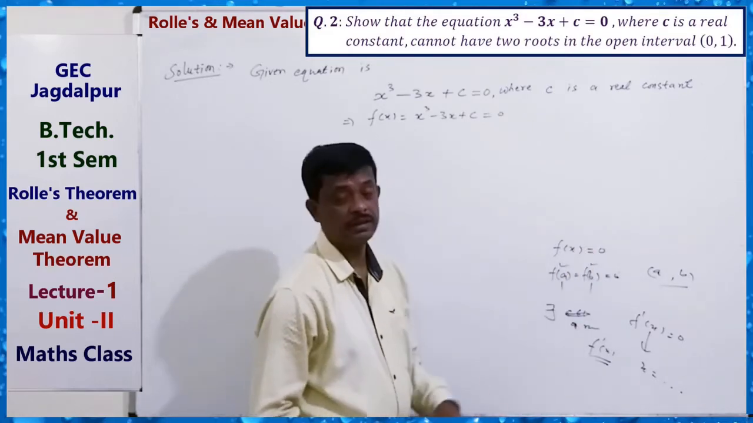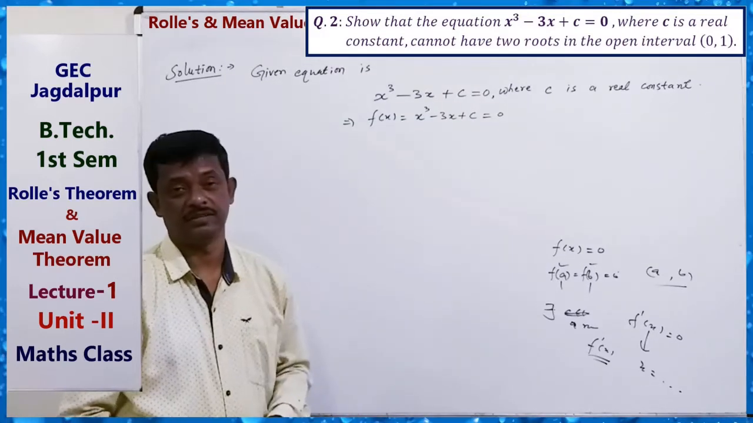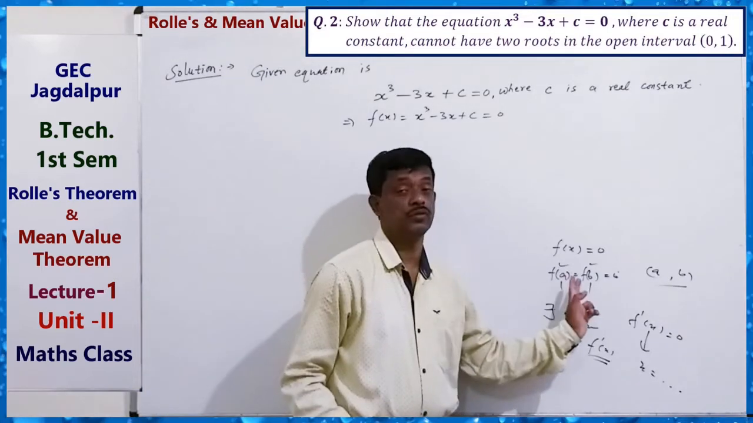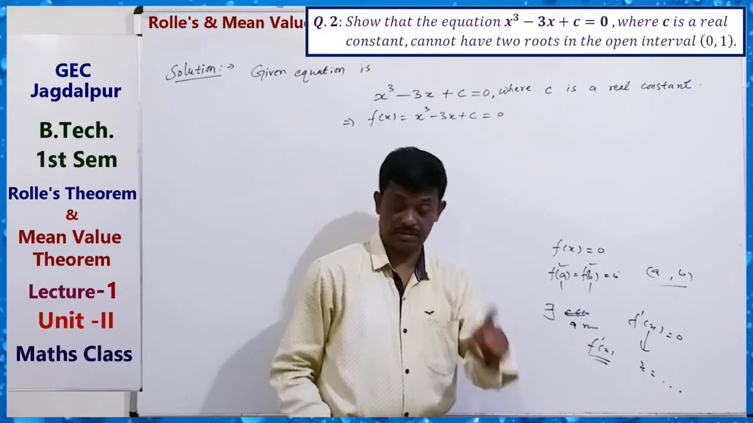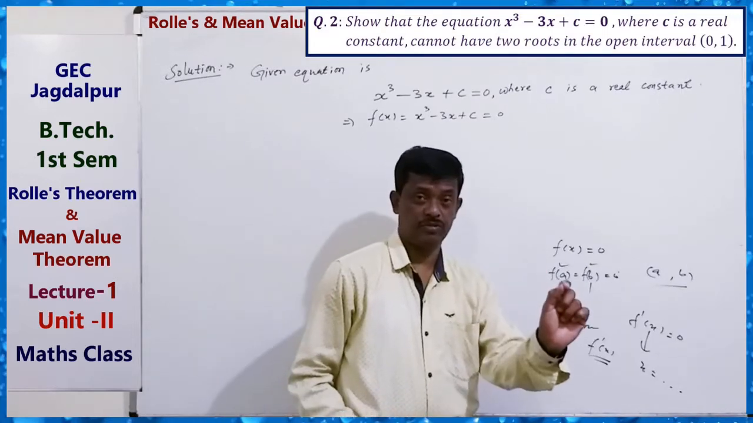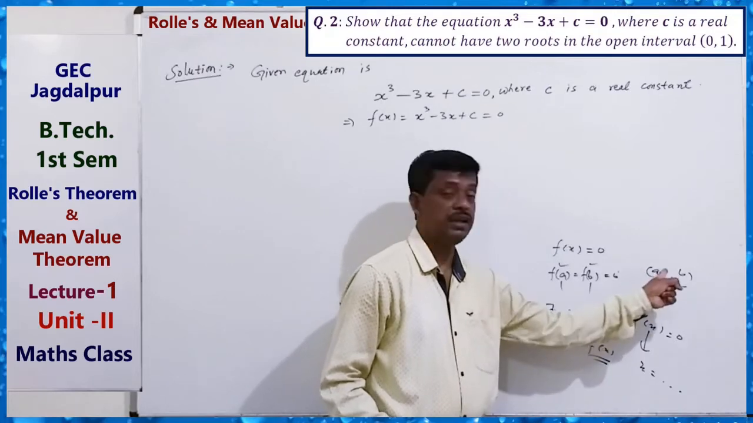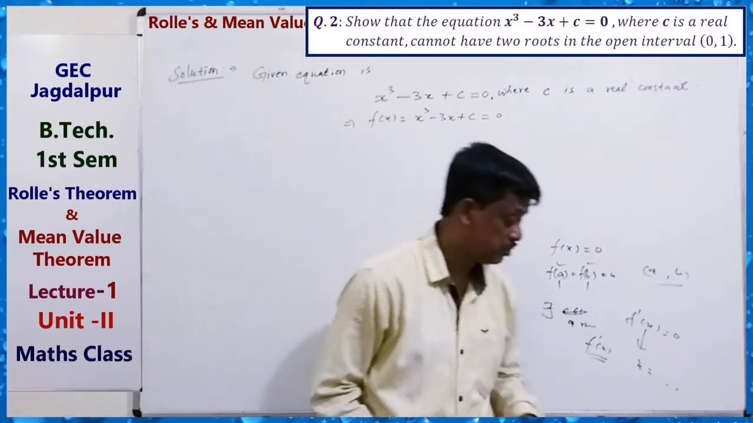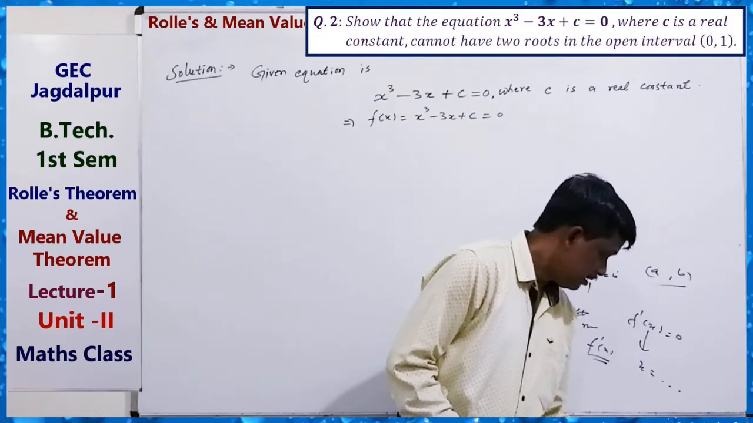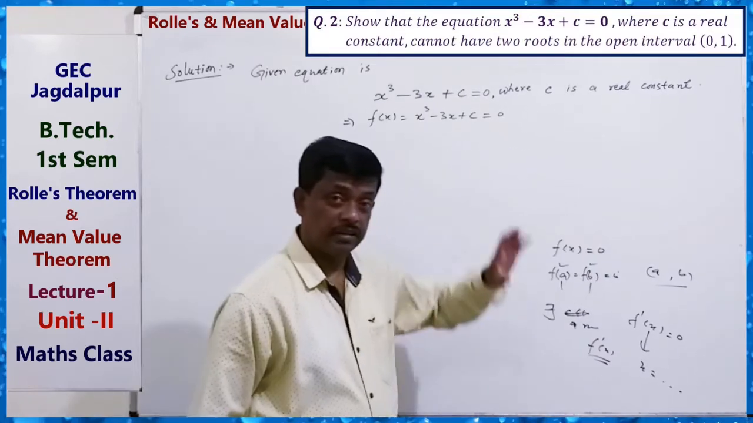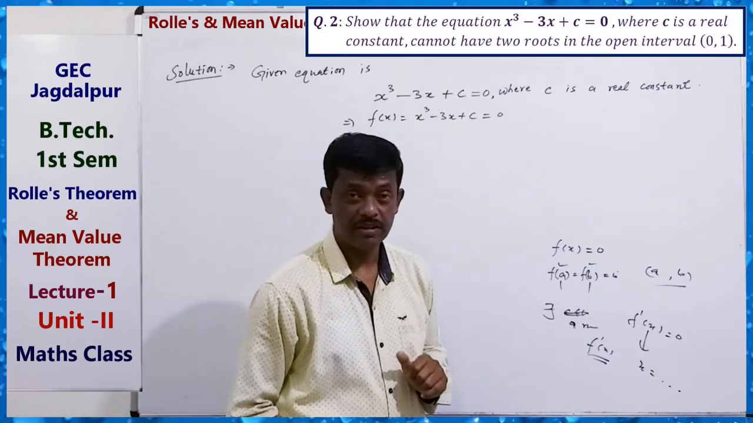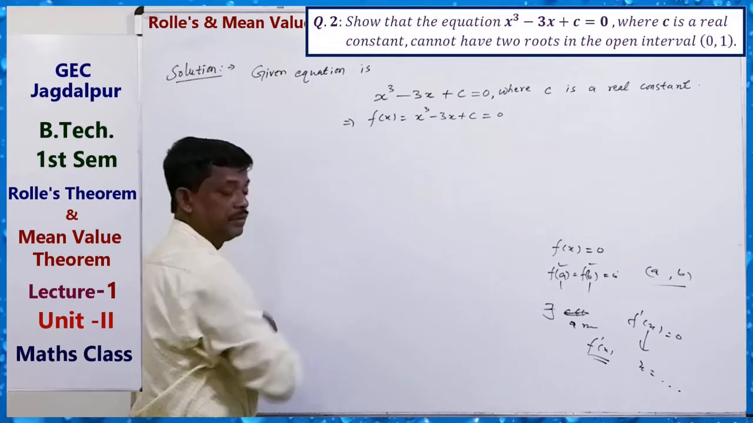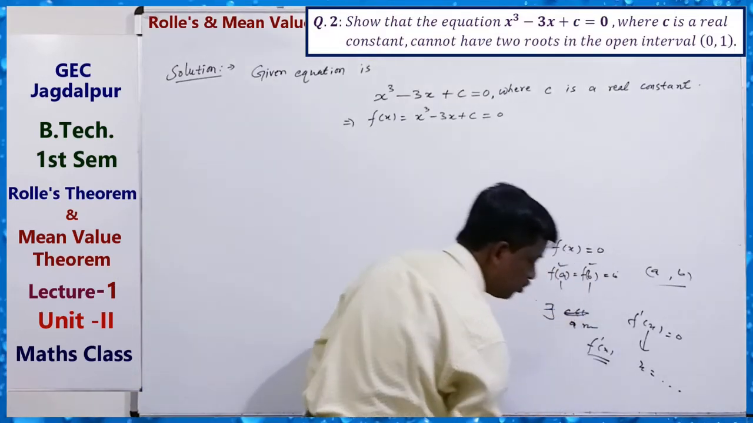Here the converse is used. Because if it has two roots, then there must exist one root of the derivative between a and b. So in these questions we have to show that the given equation cannot have two roots in the open interval.